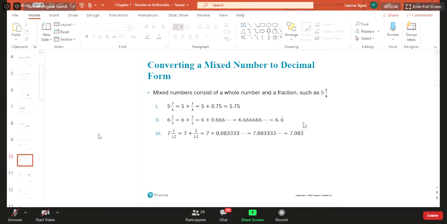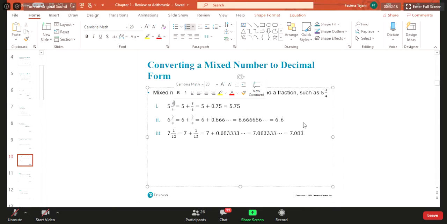Converting a mixed number to a decimal form. How do you convert a mixed number, where there's a whole number and a fraction, to a decimal number? So suppose this is 5, 3 by 4. What you do is first divide 3 by 4, bring out the decimal and add it to the 5. So you have to add the whole number, okay? Yeah, so you have to do it that way.